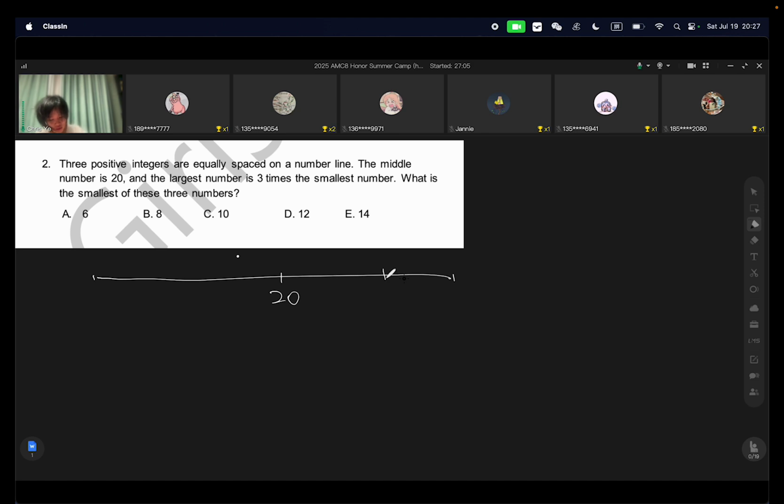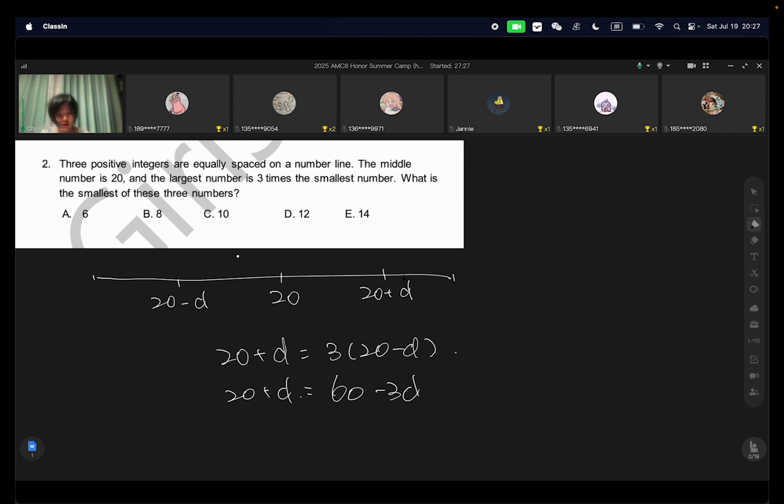And the largest number, which is 20 plus D, is 3 times the smallest number. So 20 plus D is going to be the same as 3 times 20 minus D. By expanding it, we have 60 minus 3D is the same as 20 plus D. Now all we have to do is solve the equation, which is 60 minus D is 40. So 40 is the same as 4D, and we have that our common difference is 10. So therefore, the smallest of those three numbers is going to be 20 minus 10 equals 10.